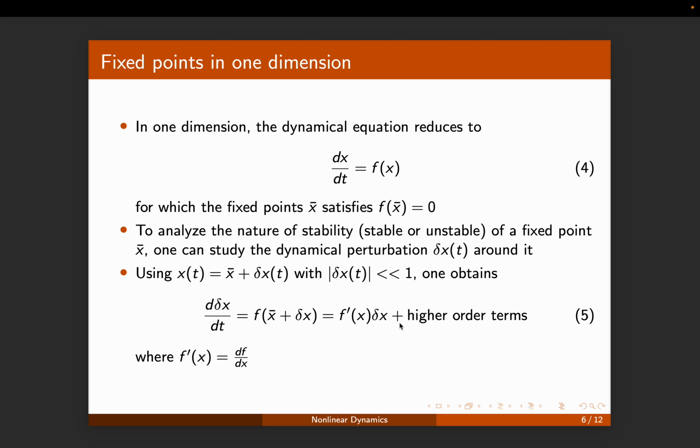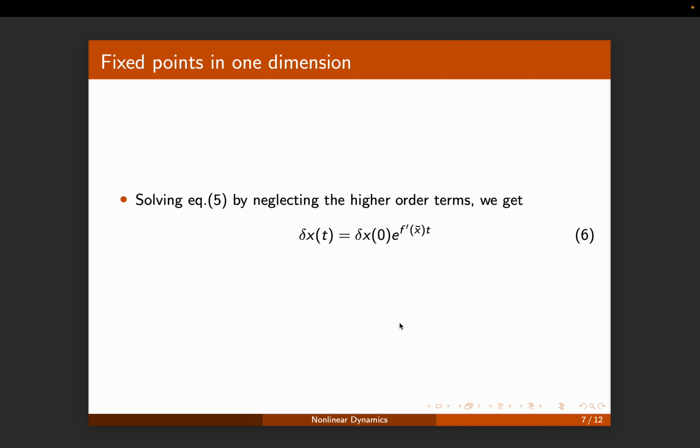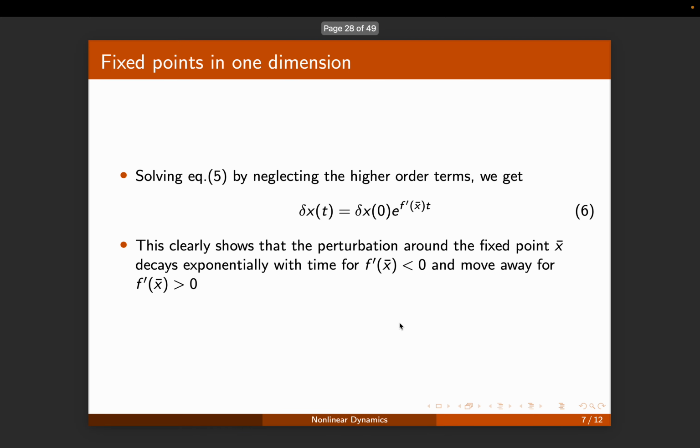Substituting in equation 4, you will get the dynamical equation for delta x, given in equation 5. By neglecting the higher order terms, we can solve equation 5 and get the dynamical evolution of the perturbation, given in equation 6. This clearly shows that the perturbation around the fixed point decays exponentially with time for the derivative df by dx at x equal to x bar less than 0, and moves away for df by dx at x equal to x bar greater than 0.